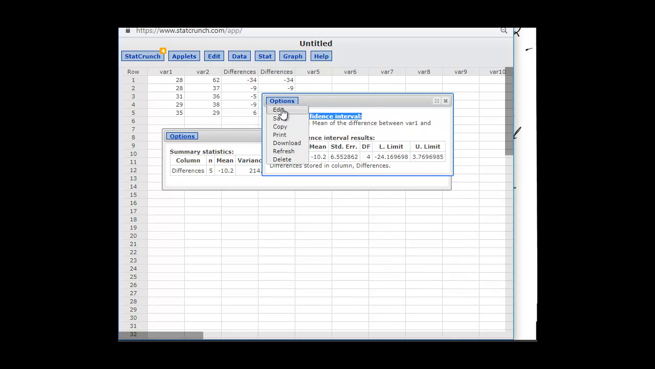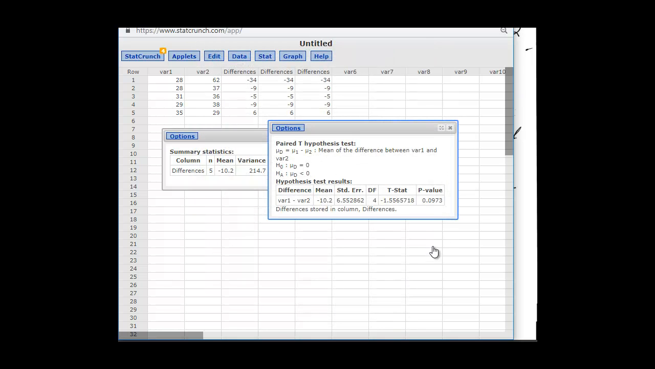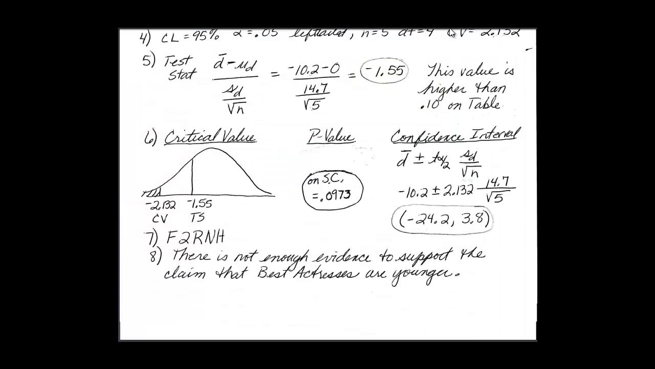I have to go back to identify that we want the hypothesis test. Critical value was 0.0973. A lot of going back and forth. I'm sorry about that. And then our confidence interval, we noted earlier that it was negative lower limit, positive upper limit. 0 is in that interval.